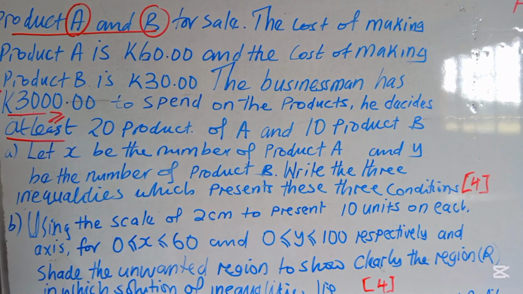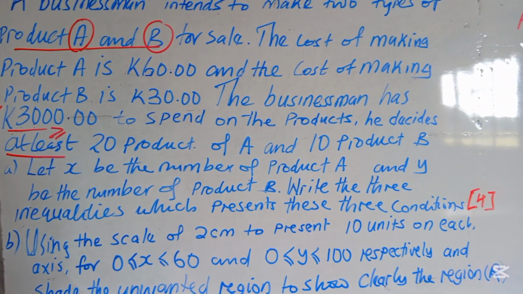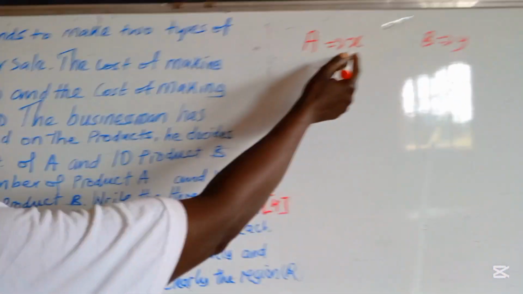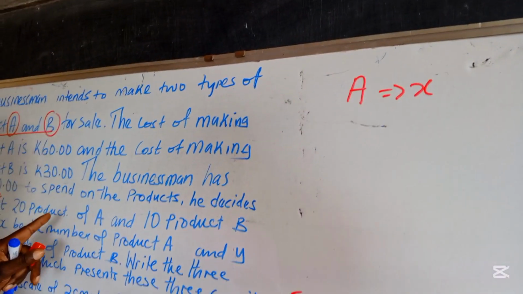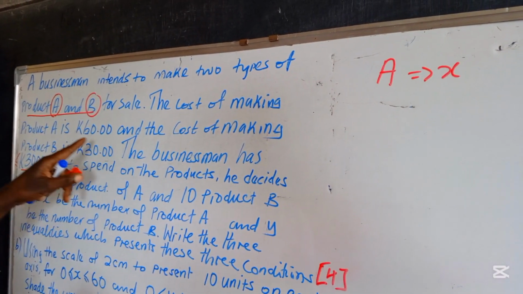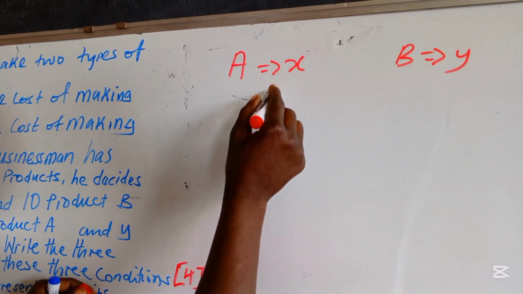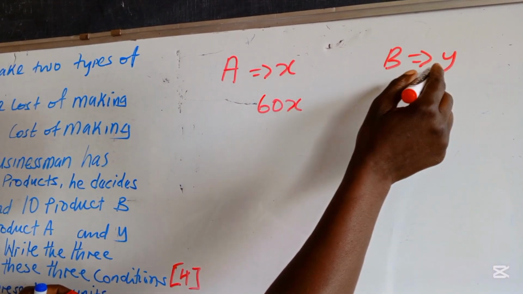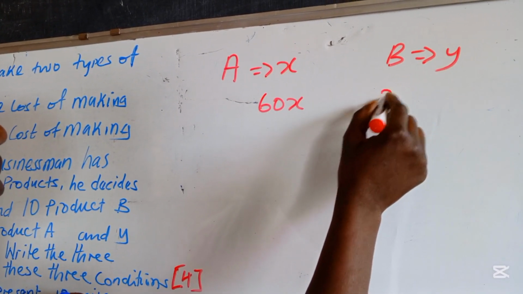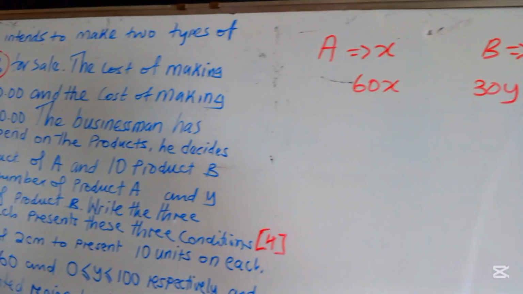So now here we continue. The cost of making product X, this X to be made, according to the cost of making, you have to spend 60 kwacha. So I have to multiply this by 60, meaning 60 times X. Again, the cost of making this one, I have to spend 30 kwacha. So 30 times Y. That's what it is.